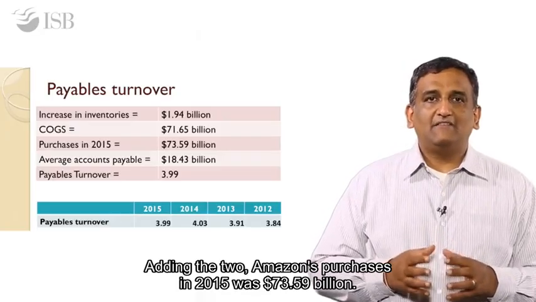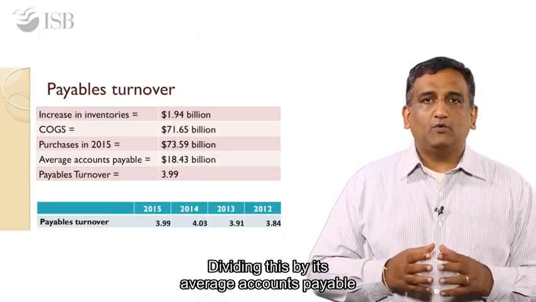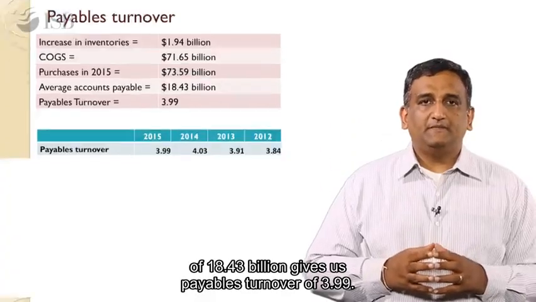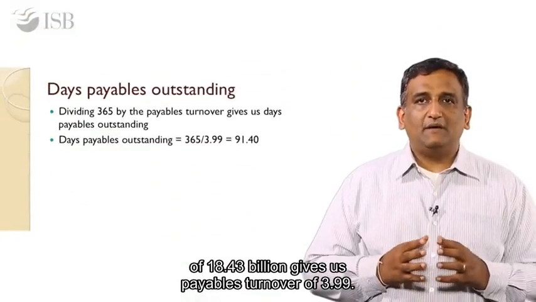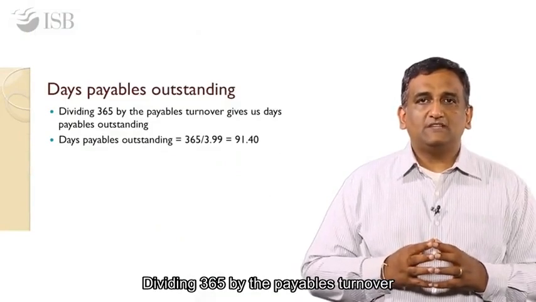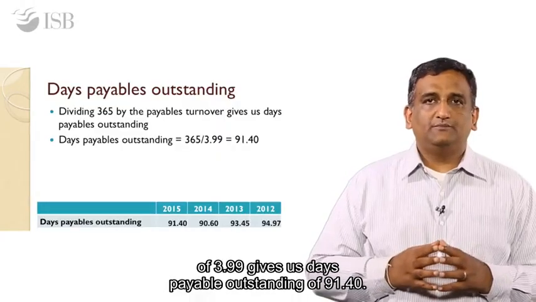Dividing this by its average accounts payable of $18.43 billion gives us payables turnover of 3.99. Dividing 365 by the payables turnover of 3.99 gives us days payable outstanding of 91.40.